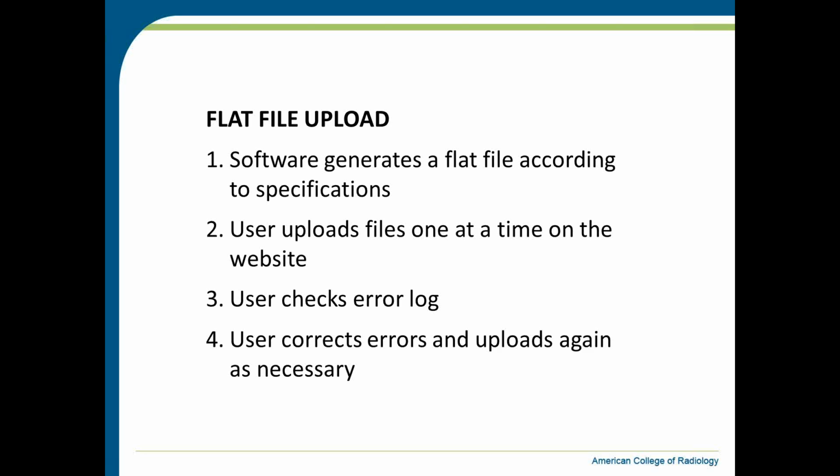In the second step, the user logs on to the registry website and clicks a button to upload the text file. And then he or she will check the error log to see if there are any rejected records. And if necessary, corrects the errors and uploads again. So the user repeats that process until all the records are accepted.